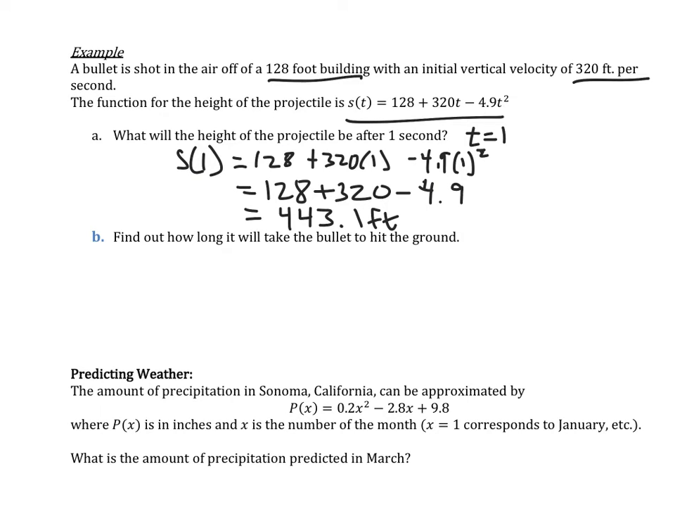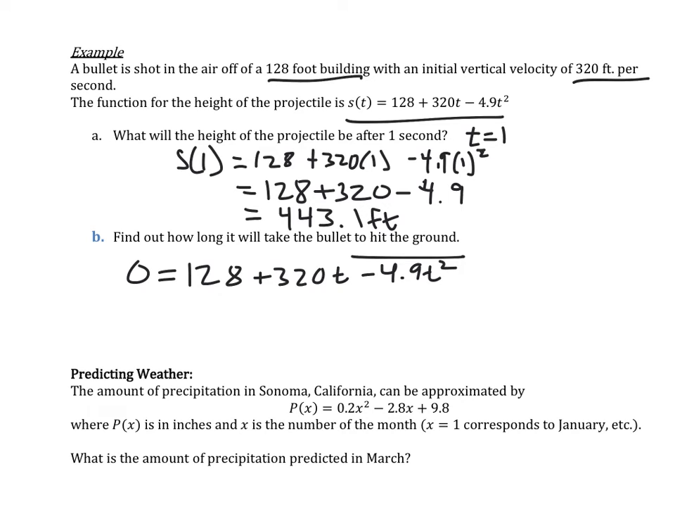Now the question is, how long will it take before it hits the ground? Well, that means we want the height off the ground to be 0. So we want S of t to be 0 for our height. So when will 0 equal 128 plus 320t minus 4.9t squared?